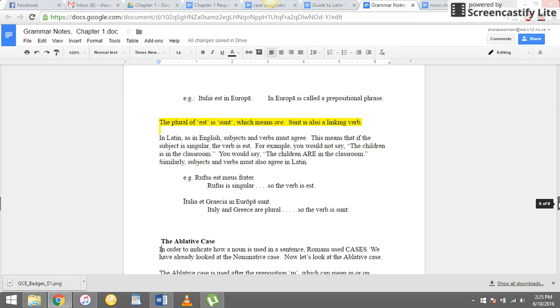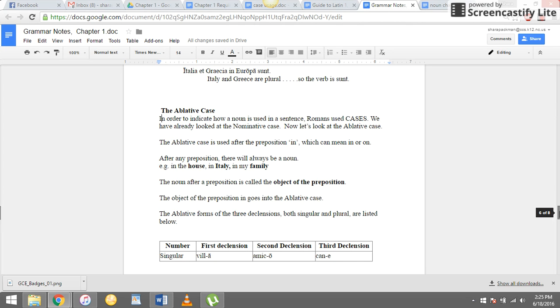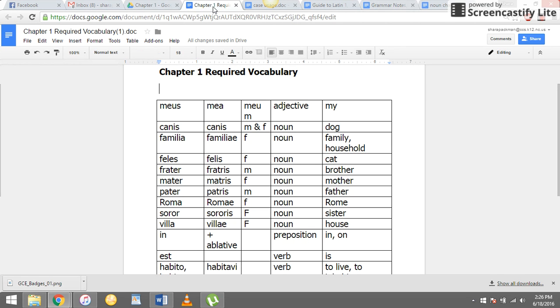Now we're going to talk about the ablative case. And then we're almost done. So the only way that you're going to use the ablative case in chapter 1 is after the preposition in. If you remember in your chapter 1 vocab, which we can look at, you have the word in and it says plus an ablative. It's a preposition. It means in or on.